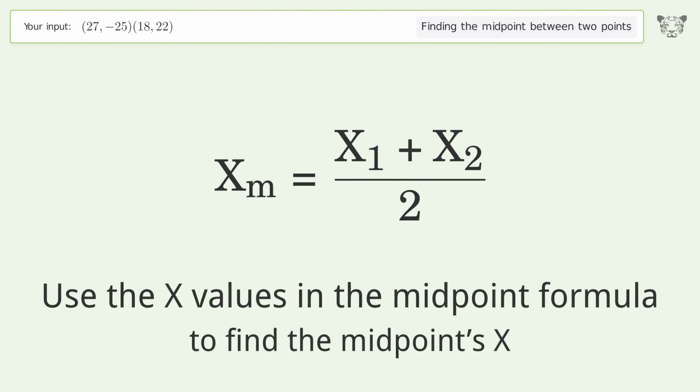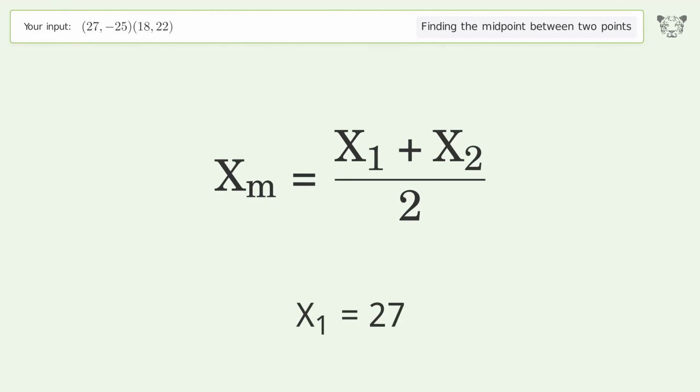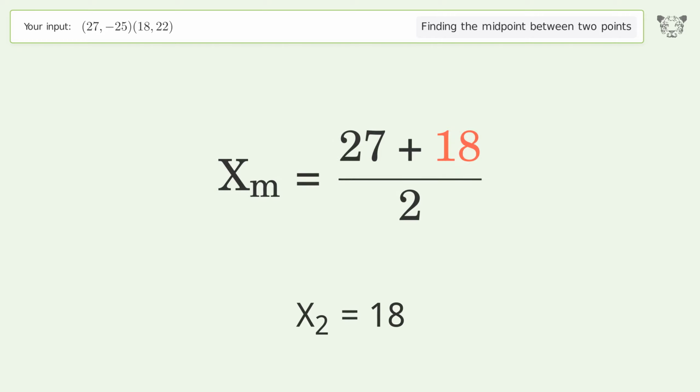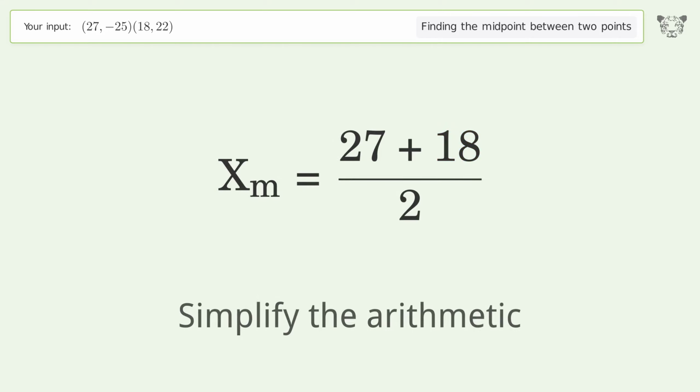Use the x values in the midpoint formula to find the midpoint's x. x1 equals 27. x2 equals 18. Simplify the arithmetic.